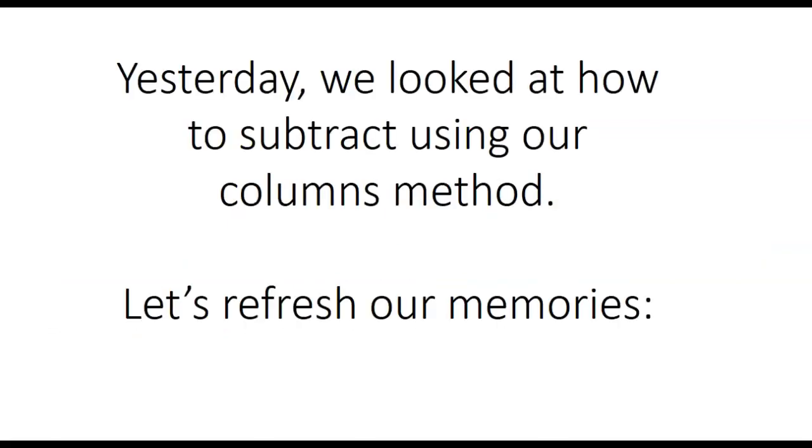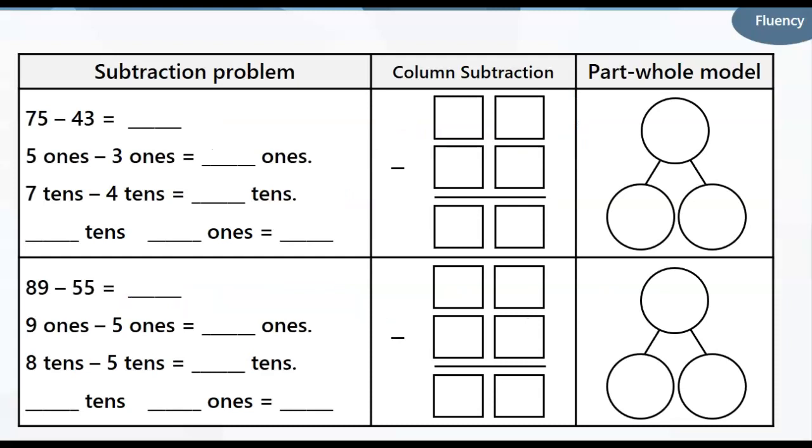Yesterday, you looked at how to subtract using the column method, making sure that all your numbers were in the right column. So all the ones were over each other and all the tens were in the right column as well. They must be over the top of each other because otherwise it gets a little bit confusing. So let's just refresh our memory of what we did.